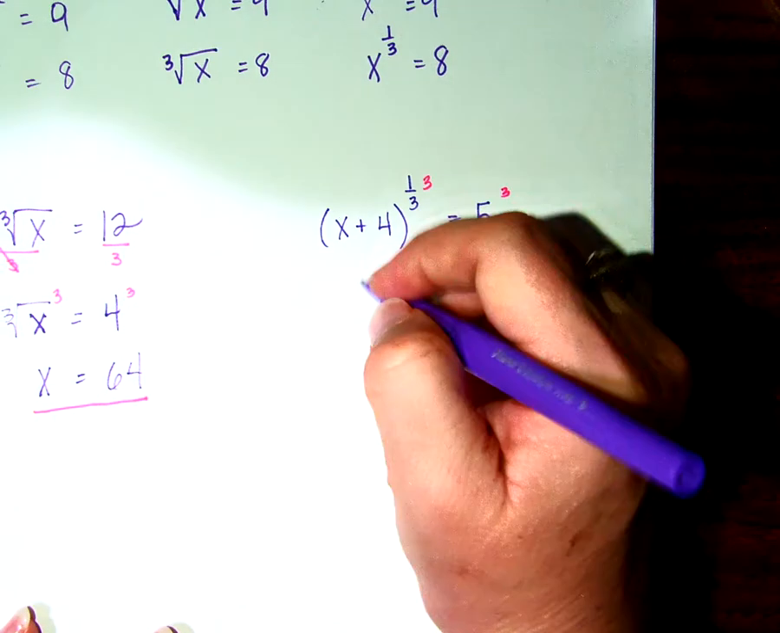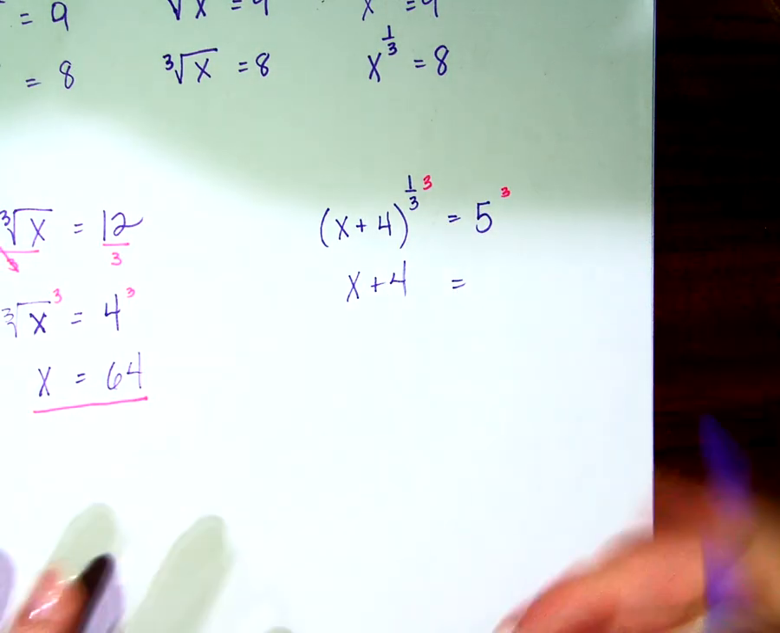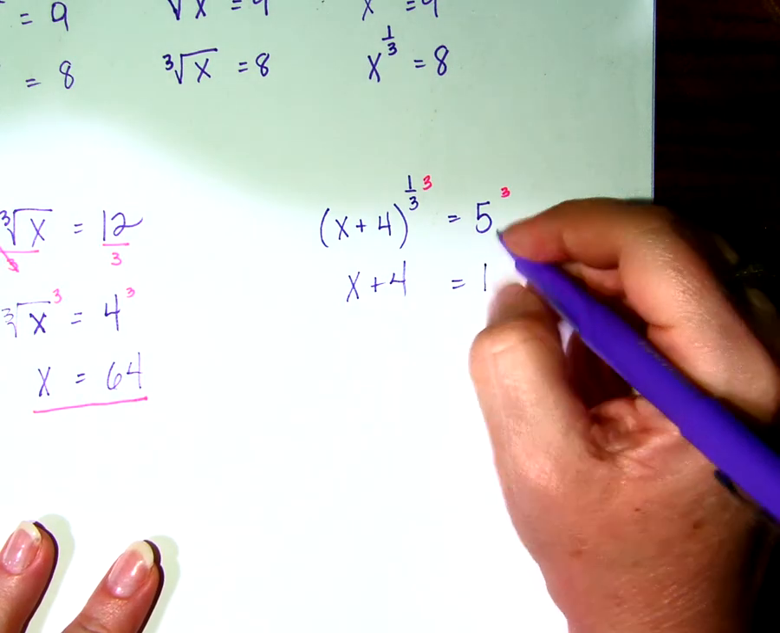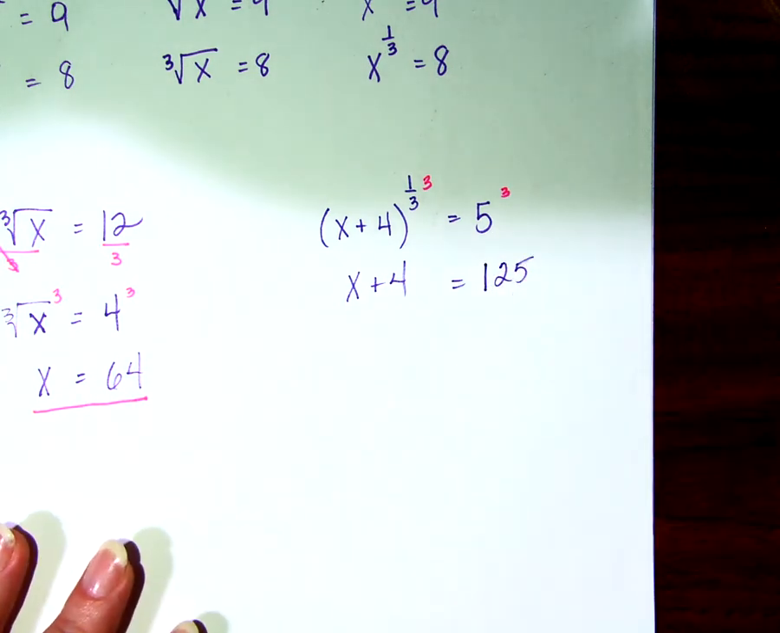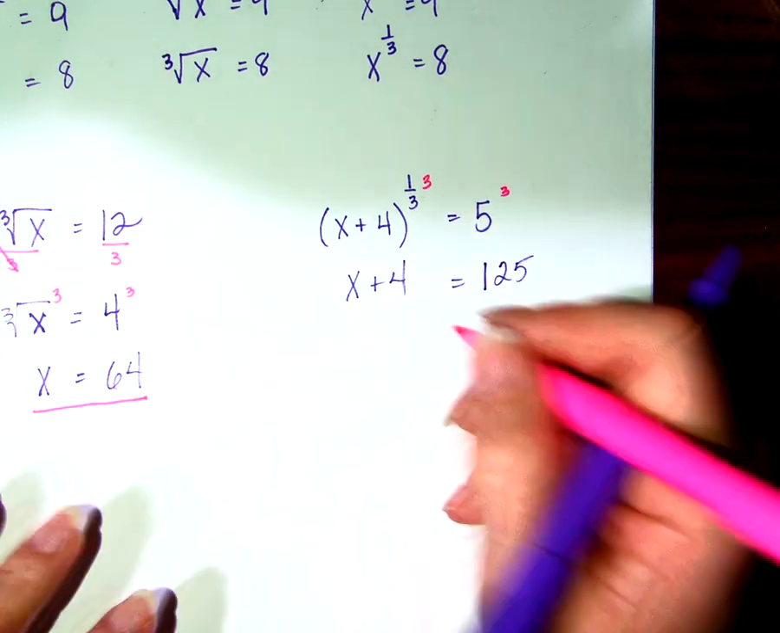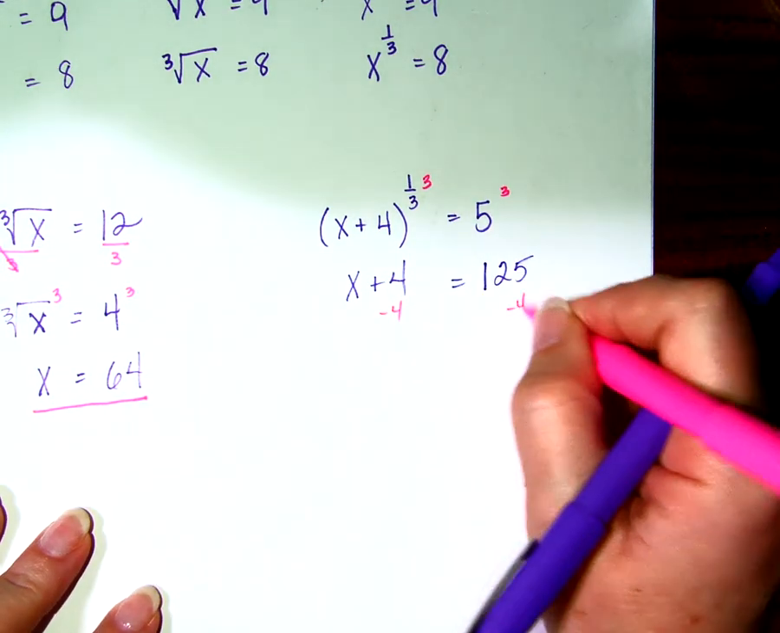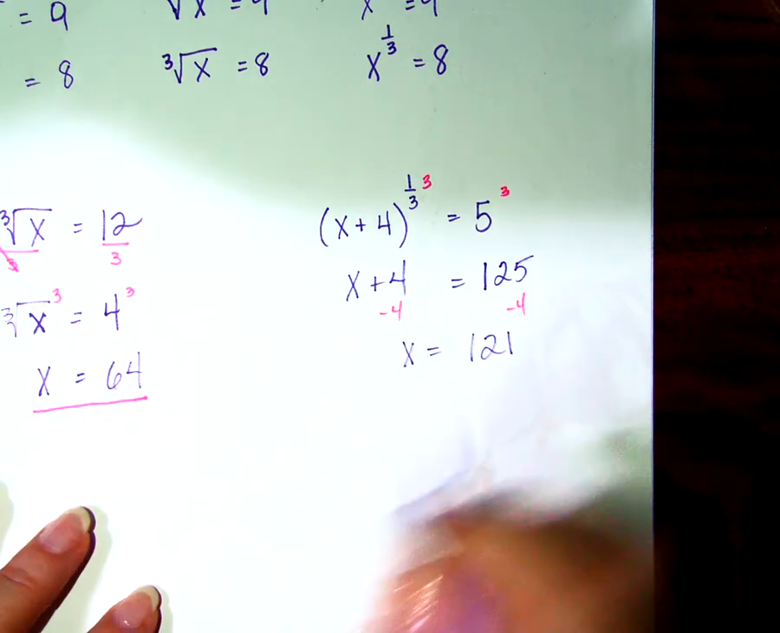x plus 4 equals what? What's 5 to the 3rd? 125. And then to solve, subtract 4 from both sides. x equals 121. Is it right?